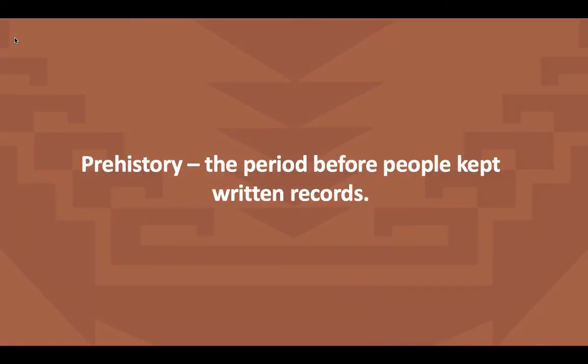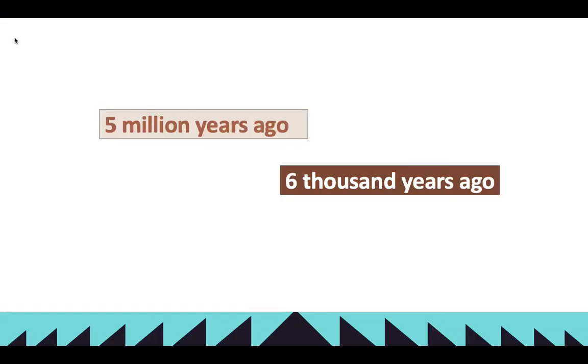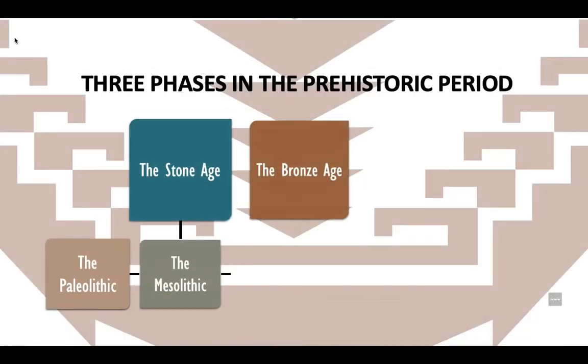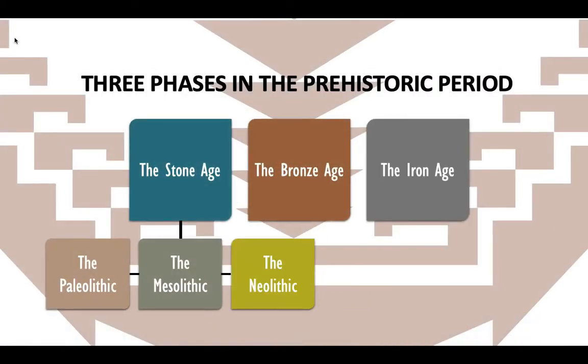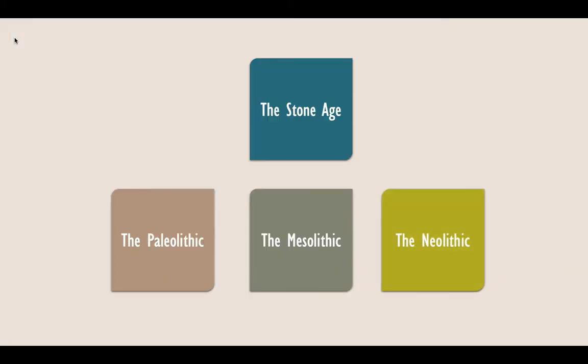Historians refer to prehistory as the period before people kept written records. However, some point to the period starting with the human being's existence about 5 million years ago and ending about 6,000 years ago with the advent of writing. There are three phases in the prehistoric period: the Stone Age, the Bronze Age, and the Iron Age. The Stone Age is divided into three periods: the Paleolithic, the Mesolithic, and the Neolithic.